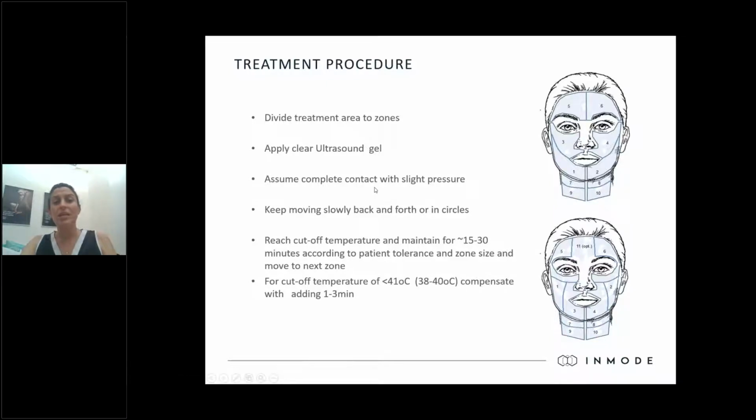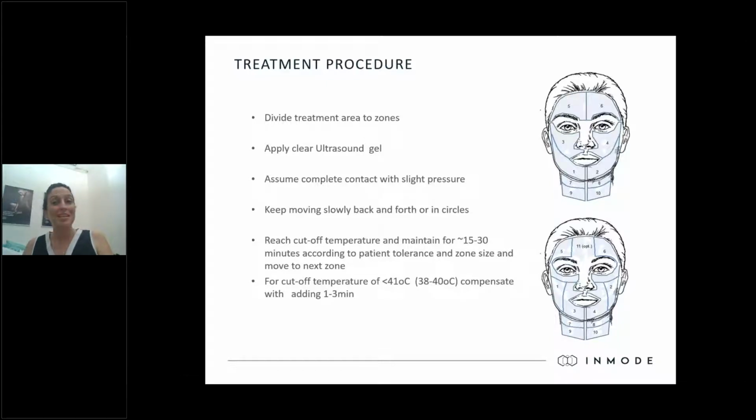As we said, full contact is super important, and we make sure that we get full contact with the application of a little bit of pressure, and slow movement back and forth in the treatment zone. I will show it to you on the hands-on part. Okay. The idea is we want to reach the cutoff temperature and maintain it for as long as possible. A minimum of 10 minutes per treatment zone is a must. If you treat less than 10 minutes, you will not be getting the results you want to get.